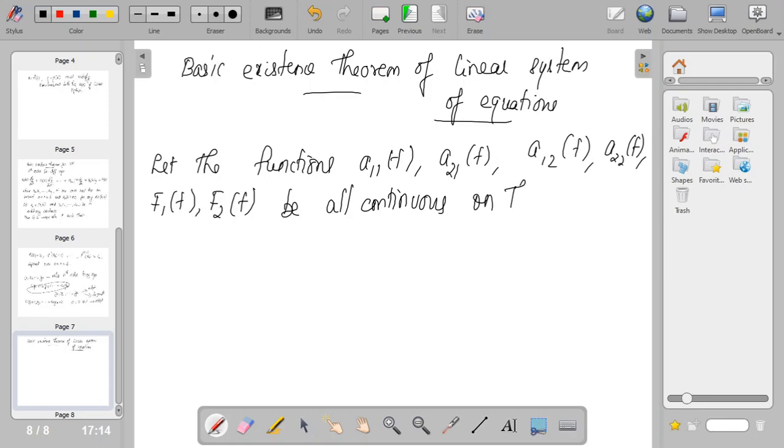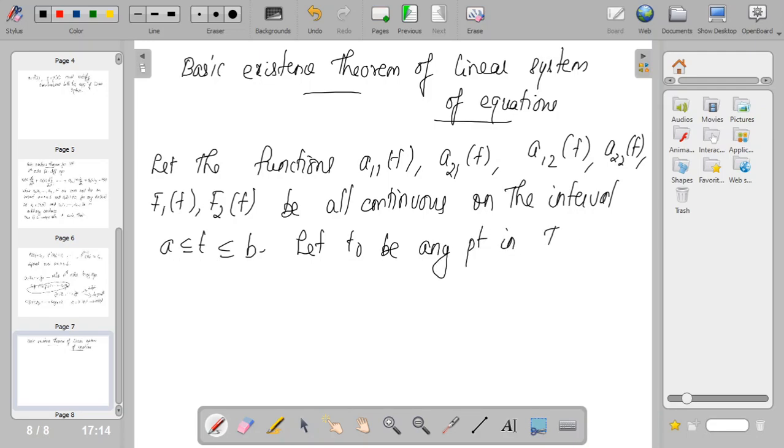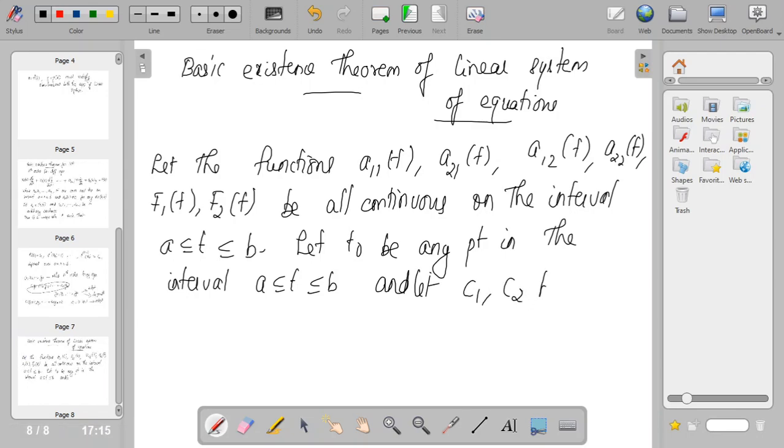on the interval a less than or equal to t less than or equal to b, and let t naught be any point in the interval a less than or equal to t less than or equal to b, and let us take the arbitrary constants. So let c1, c2 be two arbitrary constants.